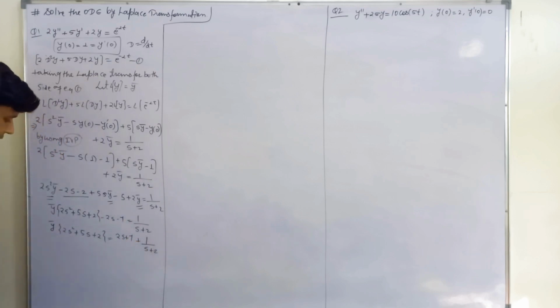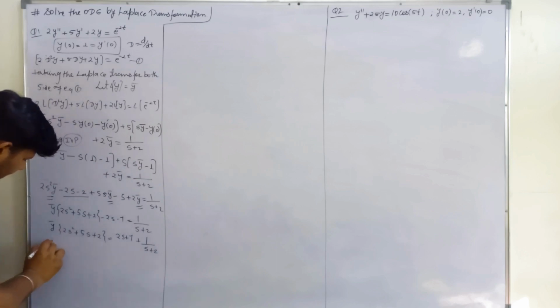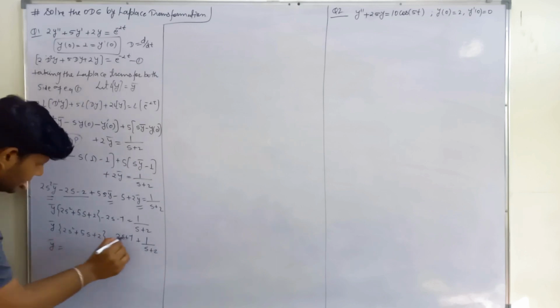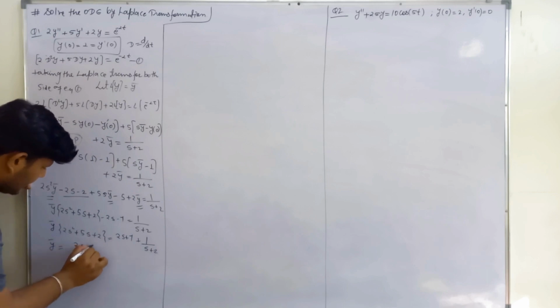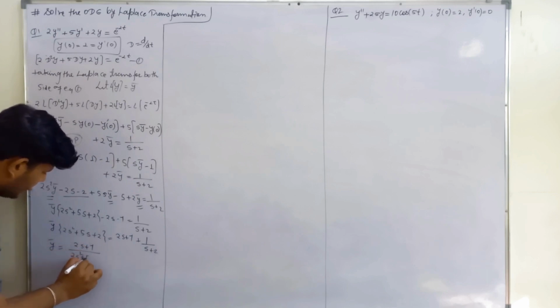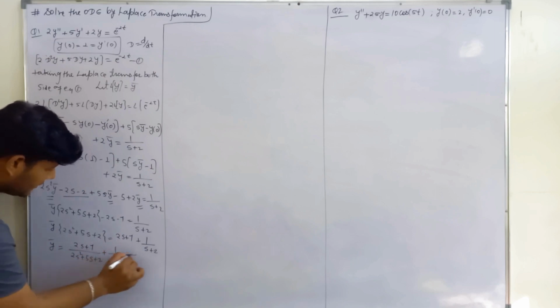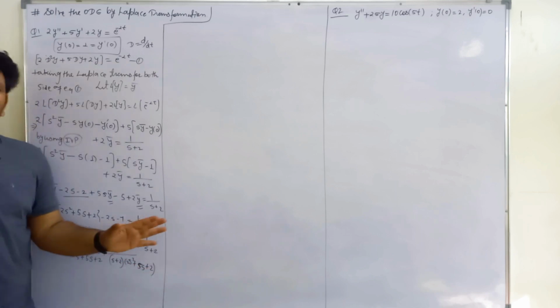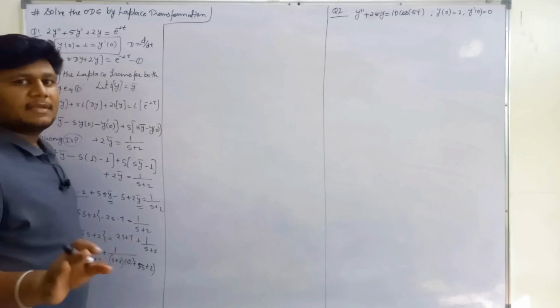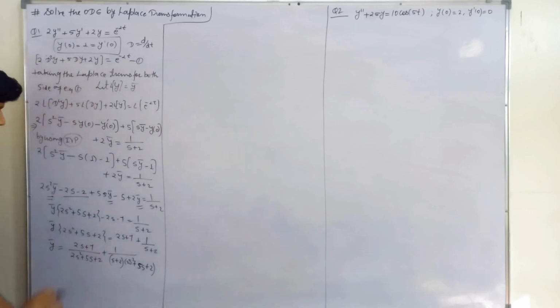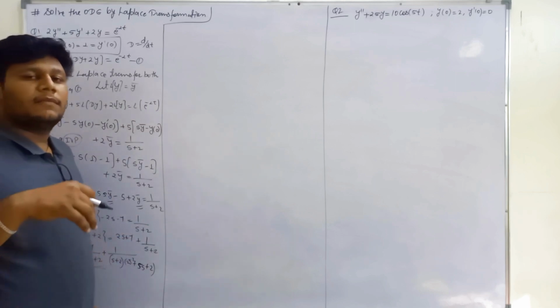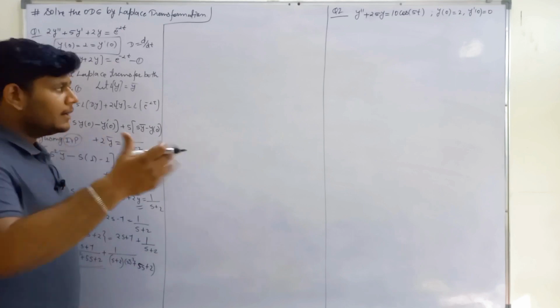So y bar is equal to 2s plus 7 upon 2s² plus 5s plus 2, plus 1 upon s plus 1 times 2s² plus 5s plus 2. The work of the Laplace transform ends here. Now we have to take the inverse Laplace transform, but before that we have to simplify these terms to form standard Laplace transforms.